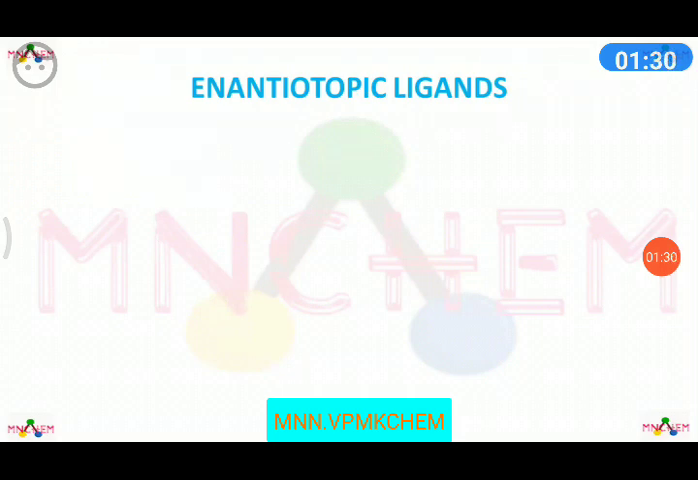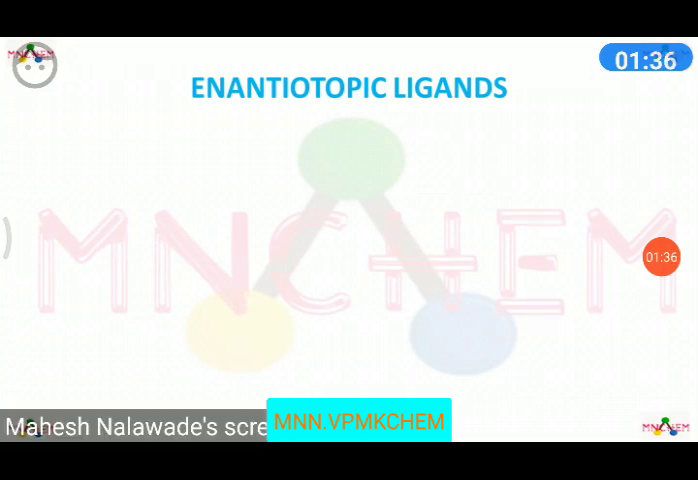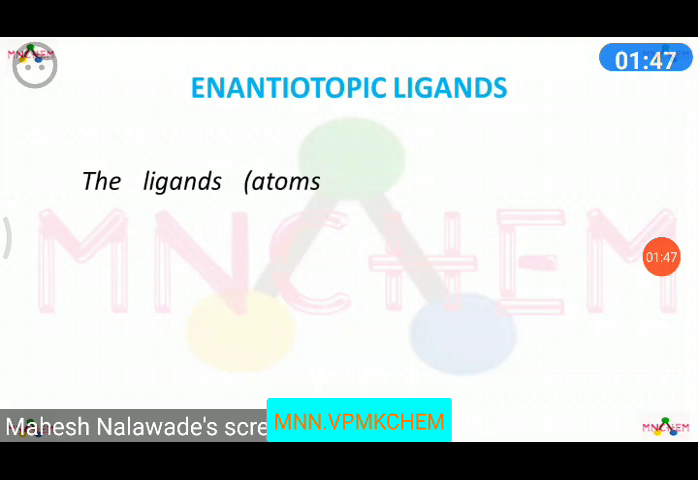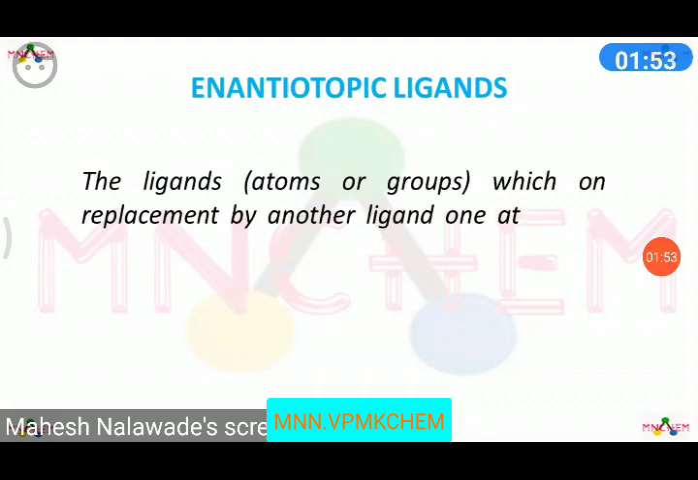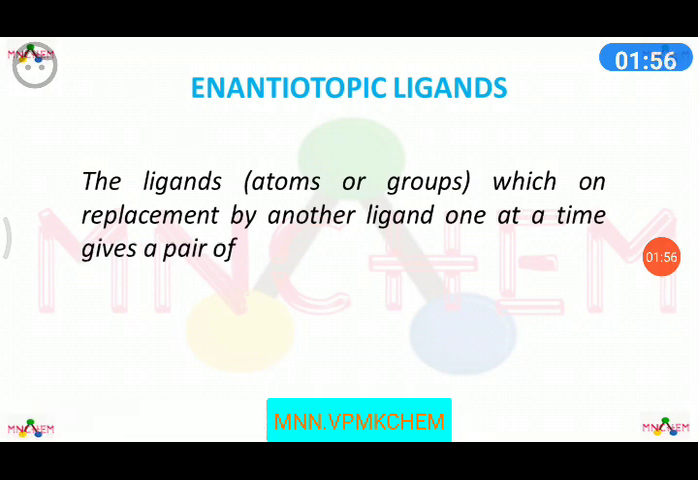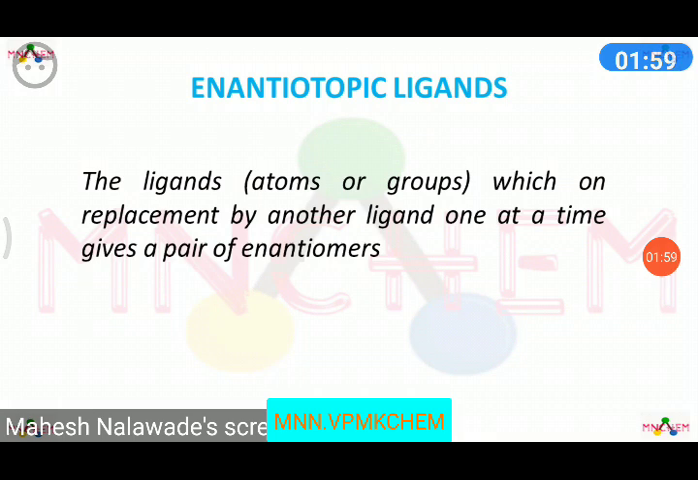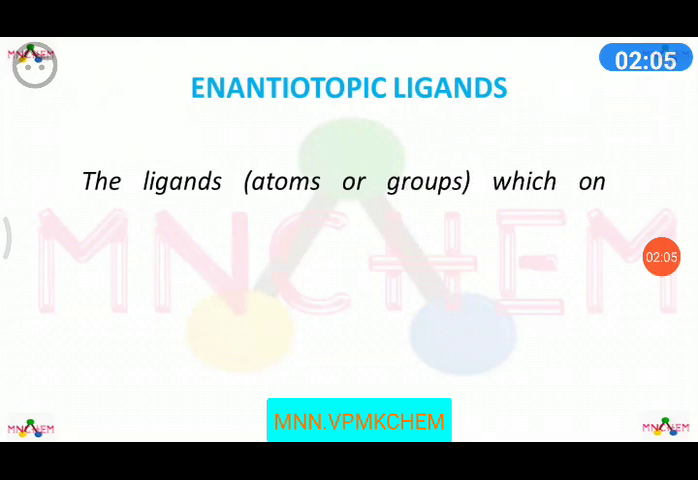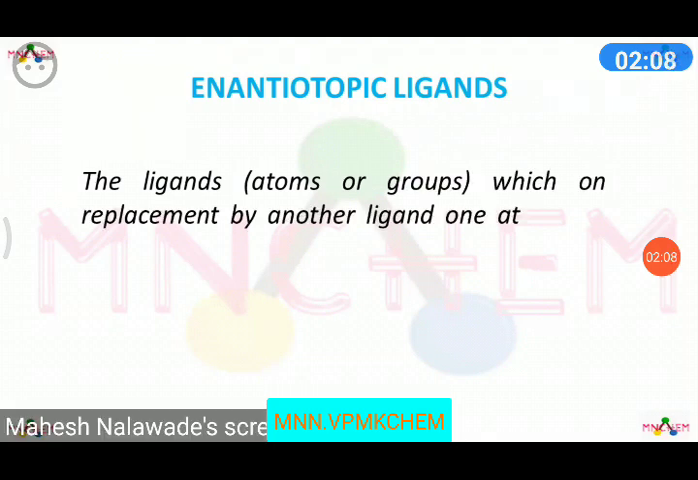By the word itself, you can easily understand: the ligands which exhibit an enantiomeric relationship. How is it defined? It is defined as the ligands, meaning atoms or groups, which on replacement by another ligand one at a time give a pair of enantiomers. I am repeating the definition: the ligands, atoms or groups which on replacement by another ligand one at a time give a pair of enantiomers.